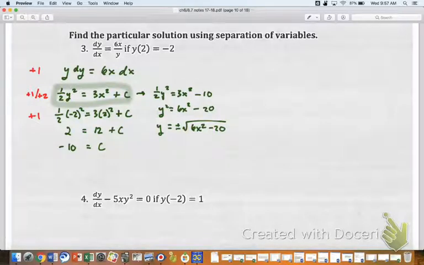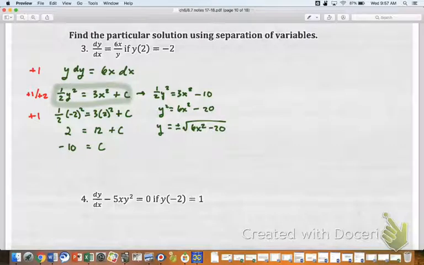Here's why. I said this a couple times, but it's been a little while, so I need to say it again. The solution to a differential equation has to be a function. And the fact that y equals plus this or minus this means that that's not a function. We need to pick either the plus or the minus. Got to pick one or the other, right?